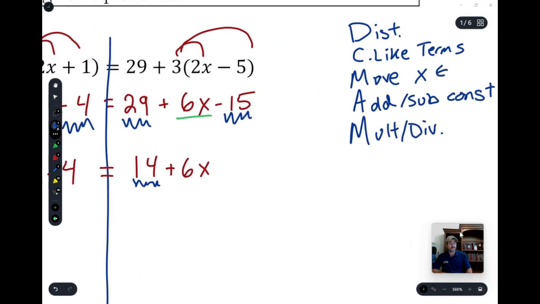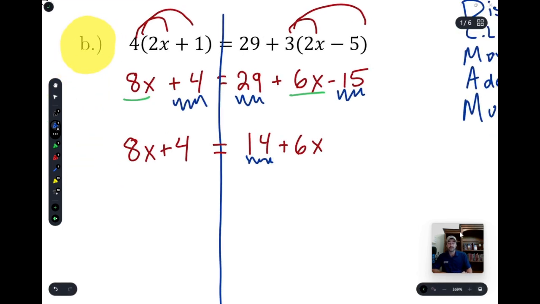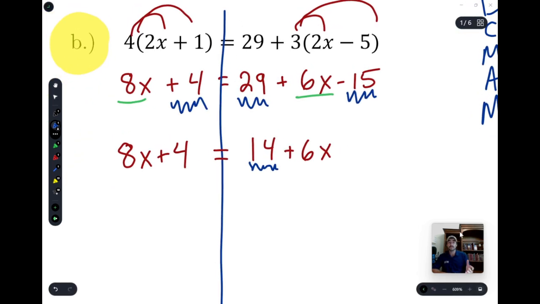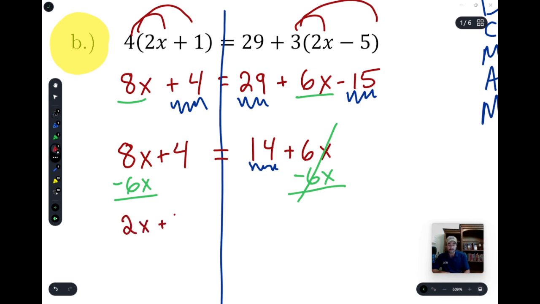I think M is move the x's to one side. This says the left. It doesn't really matter. I'm not going to formulaically tell you what to do, but often I'll try to avoid negative signs. So I'm going to move the x's to the left side by subtracting, because 6x minus 6x is 0, and what you do to one side of that line, you have to do to the other. So now we're left with 2x plus 4 equals 14.